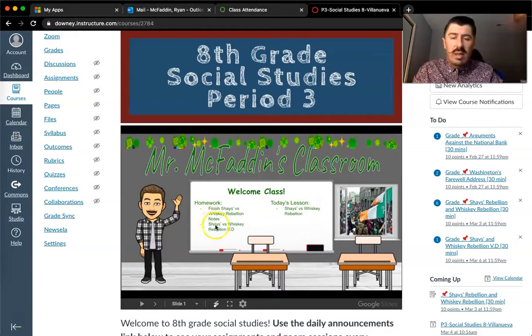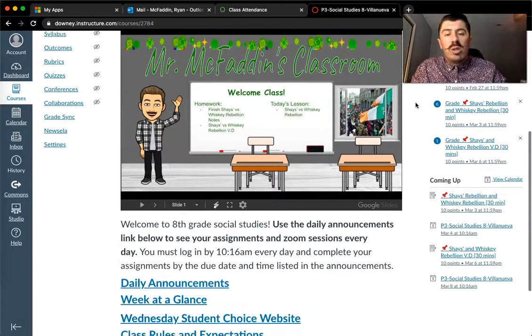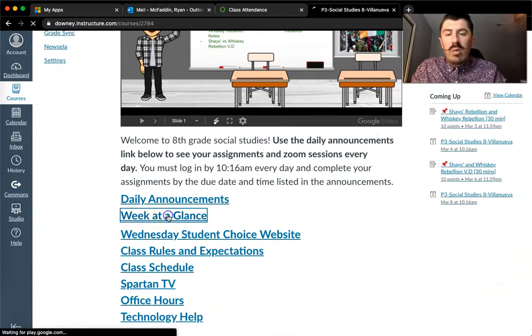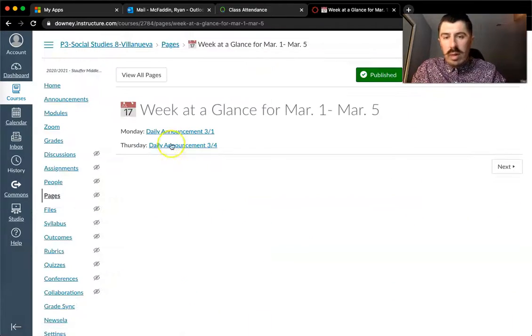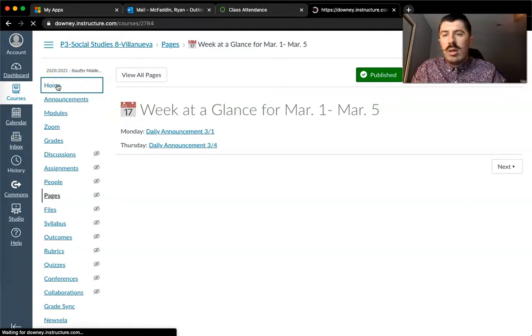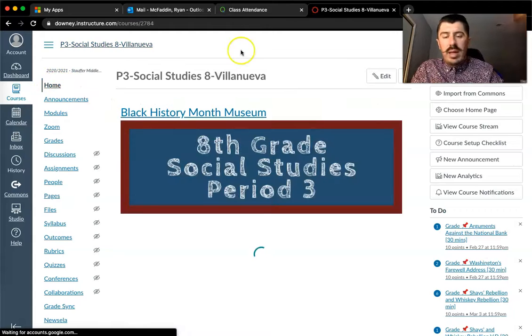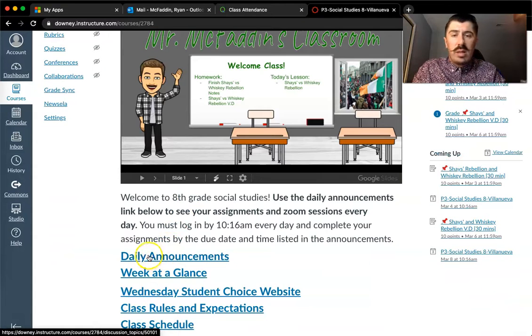And then the homework is always on the left hand side. There are always two places where your students can locate the homework or what activity we're doing for that day if they're ever absent. A week at a glance will always show what we have going on for that week. So daily announcements for Monday, 3-1, Thursday, 3-4. You'll always find the daily announcements for those days right there. And that shows us what's going on for the week. For what's going on for an individual day, you can also click the daily announcements.